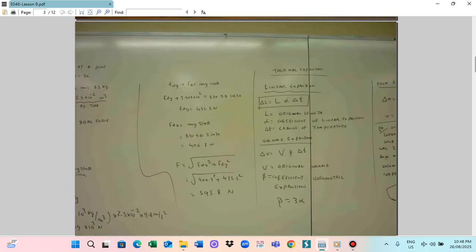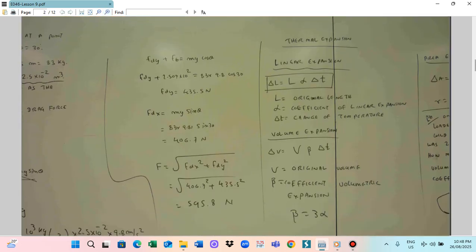So this is the FDY, this direction is FDY. So FDY can be calculated by the equation: FDY plus FD is equal to mg cos theta. So this mg cos theta goes in this direction, and FDY and FD are in the upward direction. So the upward force and the downward force are equal at equilibrium. So FDY plus FD is equal to mg cos theta.